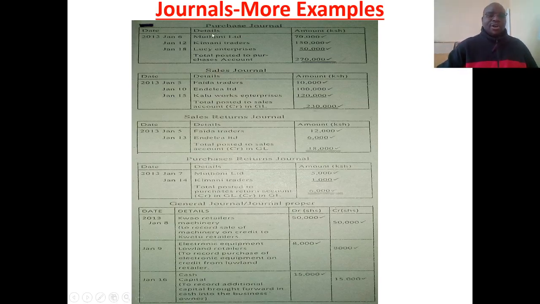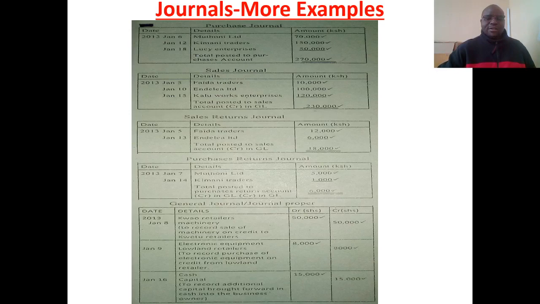Madhya Traders bought from Mudhoni, Kimani and Lucy Enterprises on the 6th, 12th and 18th goods worth 70,000, 150,000 and 50,000 respectively, totaling 270,000, which will be entered in the purchases journal. And a narration is given: being total posted to purchases account for that month.